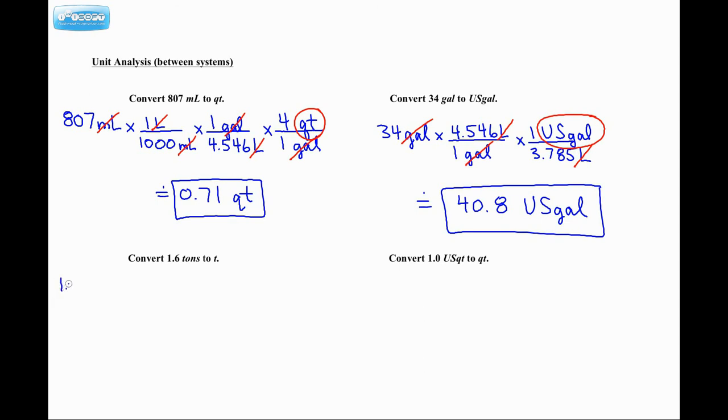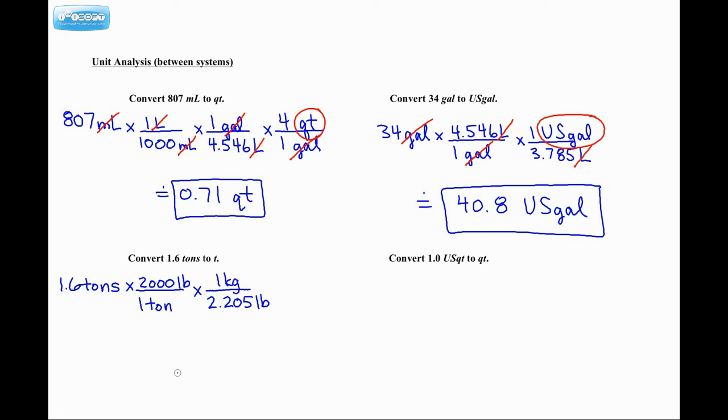So we begin with 1.6 tons, and we just need to gradually make our way, step by step, towards metric tons. Well, according to the table, I can go from tons, of course, to pounds. So I know that in 1 ton, T-O-N, that is 2,000 pounds. Okay. Why do I want to go to pounds? Well, there's a bolded conversion that allows me to go from pounds to kilograms. This is the conversion that allows me to jump between systems. This one right here. There are 2.205 pounds in a kilogram.